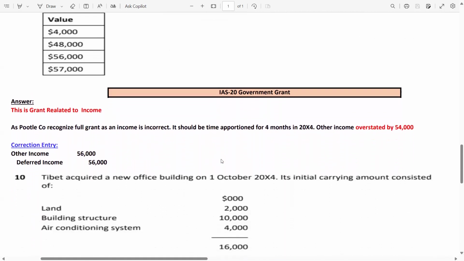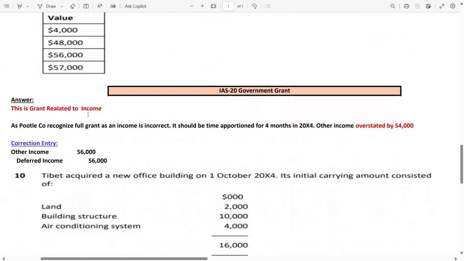Now this is IAS 20 government grant. This is a grant related to income. As Portal company recognized the full grant as an income, it is incorrect. It should be time apportioned for 4 months in 2004. Other income is overstated by 56,000. Correction entry: other income 56,000.